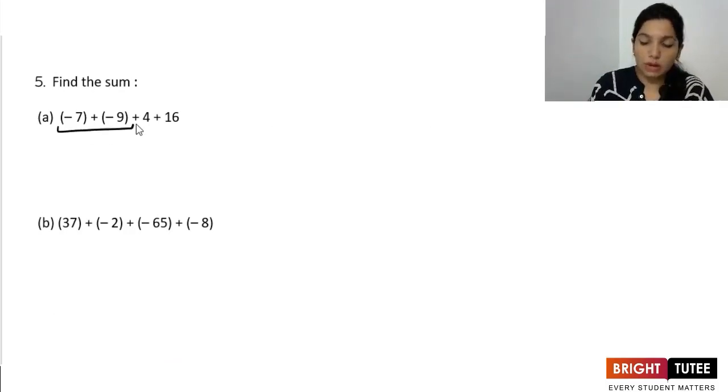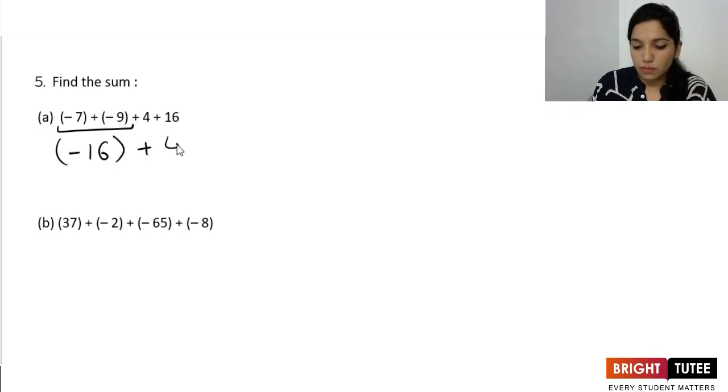Solving the first two numbers together, minus 7 and minus 9. When we see that both the numbers have the same sign, we simply add them. So 9 added to 7 is 16, but make sure that you put a negative sign as both the integers are negative.